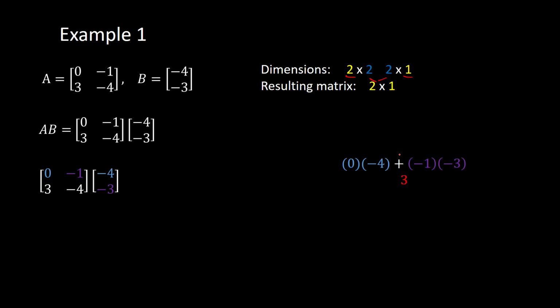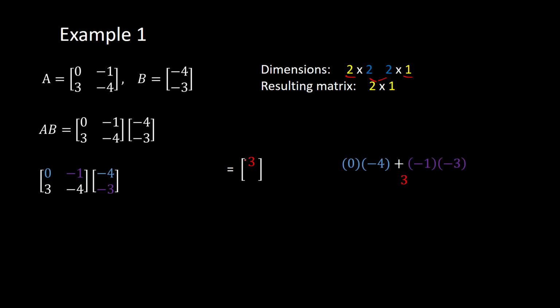Now that 3 is going to go right here. We said the resulting matrix will be 2 by 1, so we have 2 rows, 1 column. We were multiplying the first row by the first column, so the answer we get after we multiply and add is going to go in the first row and first column of the resulting matrix.